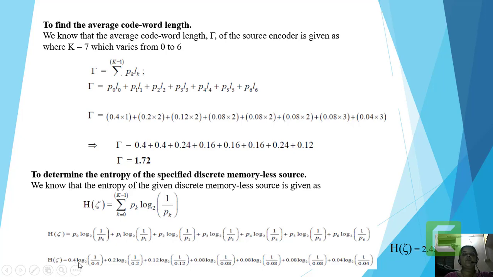Again, for each of the probability from the given data we will substitute the magnitude, and finally by doing all this process we will find out the answer of H of zeta is equal to 2.42 bits per symbol value. But friends, please remember that when we are doing this process on calculator, we are calculating the logarithmic value with the base of 10. That is not the natural logarithm we are going to calculate.